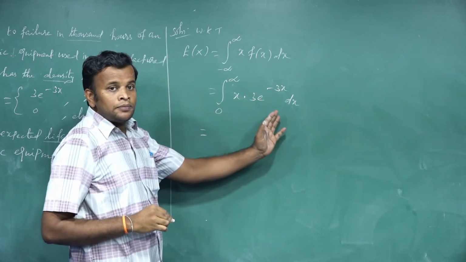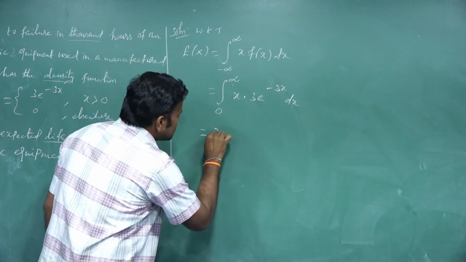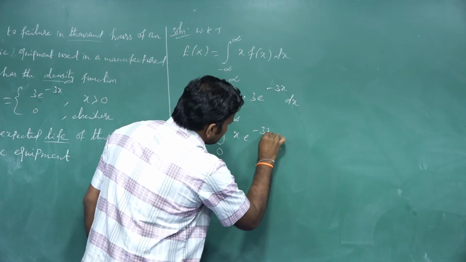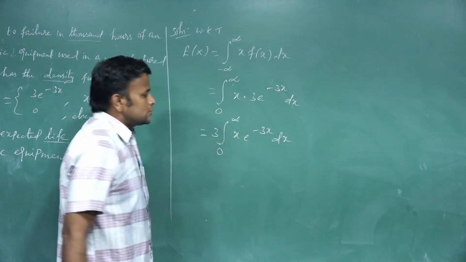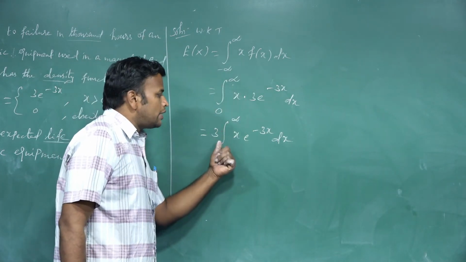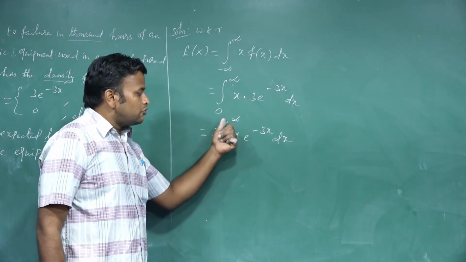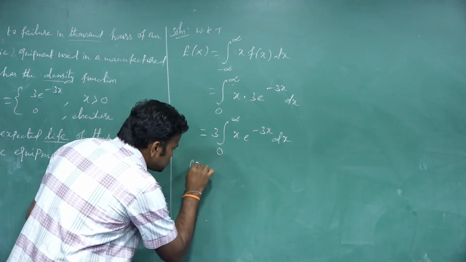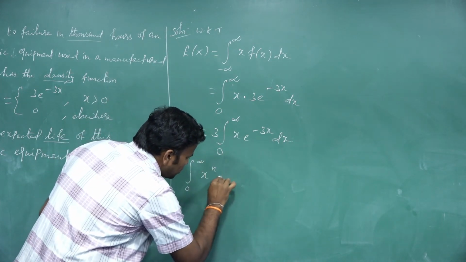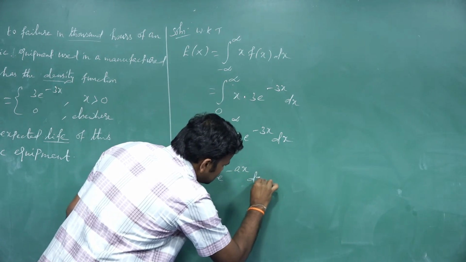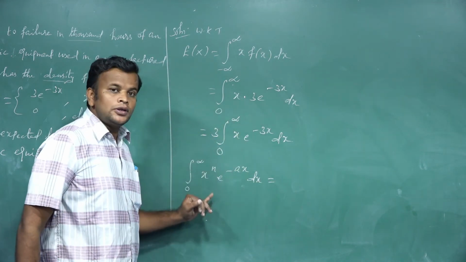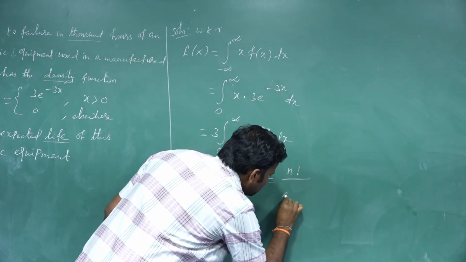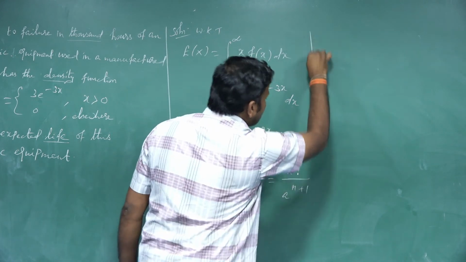Now we integrate that term. Here that 3 is a constant, we will take it outside. So 3 times the integral from 0 to infinity of x e power minus 3x dx. We know very well the value of this integration; we have already seen it in many classes. It is of the form integral from 0 to infinity of x power n e power minus ax dx. The formula for this integration is n factorial divided by a power n plus 1.